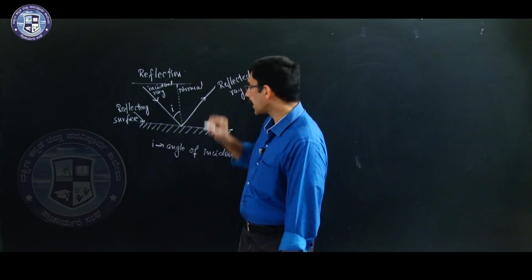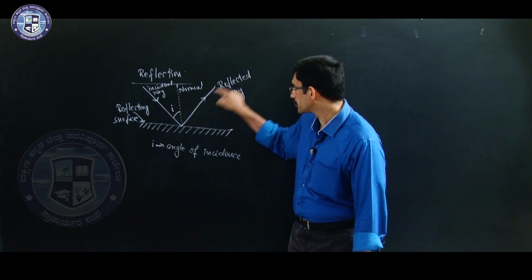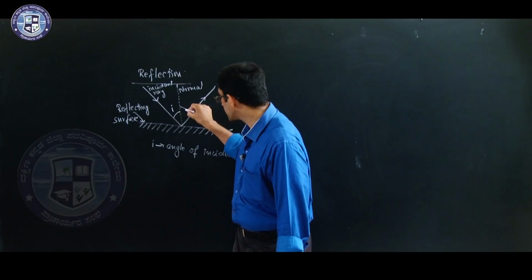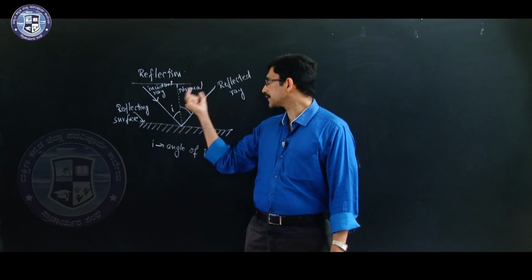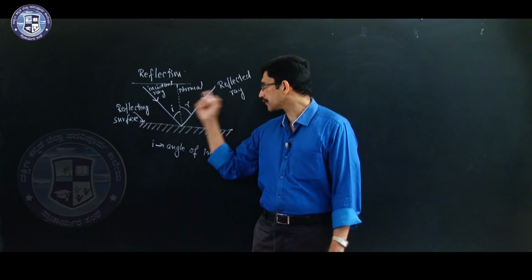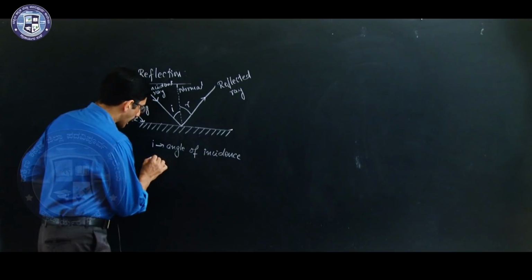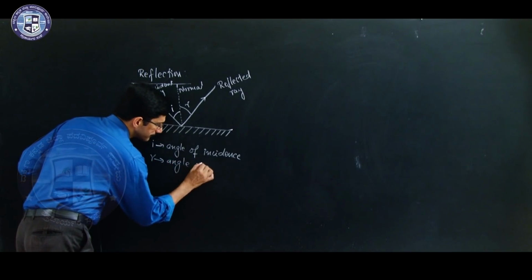There is a straight line and there is a direction. The light is being moved in this direction, and this reflected ray makes some angle with respect to the normal. The angle between the reflected ray and the normal drawn at the point of incidence is equal to R, where R is called the angle of reflection.